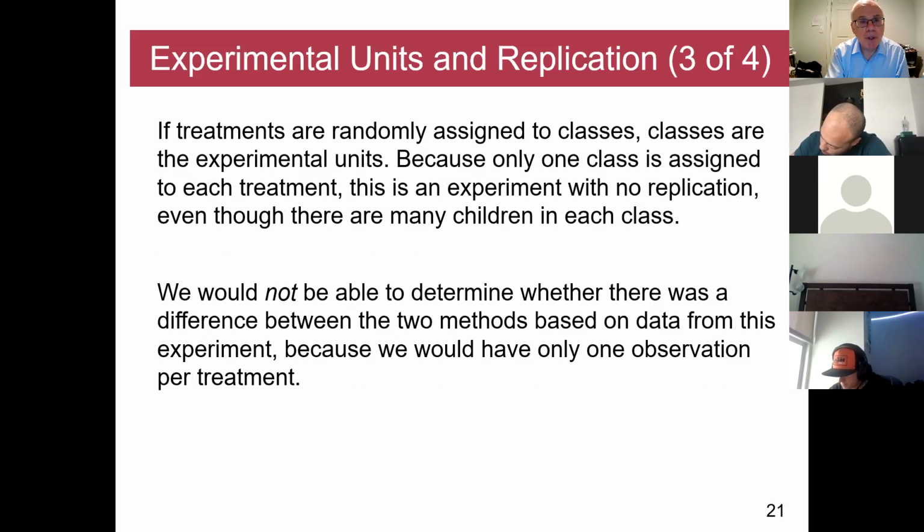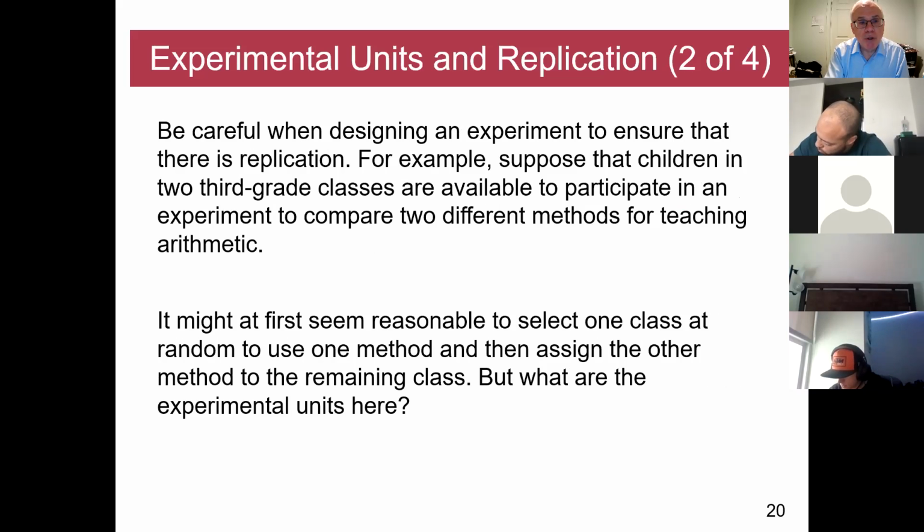Let's look at this example. Suppose that children in two third-grade classes are available to participate in an experiment to compare two different methods for teaching arithmetic. It might at first seem reasonable to select one class at random to use one method and then assign the other method to the remaining class. So what would be the experimental units here? Well, they are not the students, they're the classes. The classroom is getting the experiment. The randomly assigned arithmetic method is being given to a class, not to individual students.